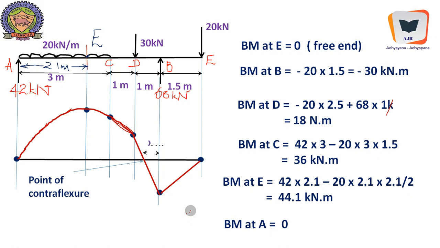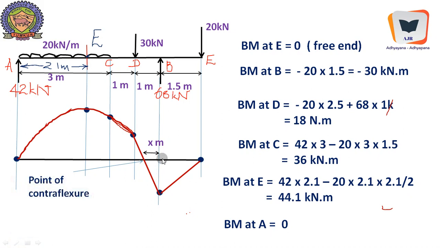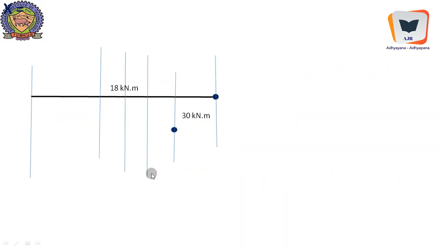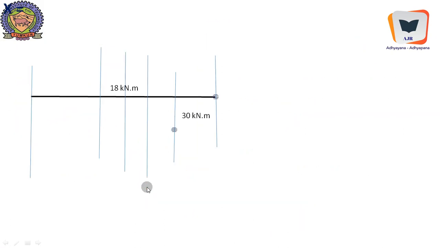Point of contraflexure is to be located again. That can be done by comparing similar triangles. We will consider this distance to be x, and the other distance will be 1 minus x, and we know this ordinate. It is 30 kilonewton meter. This ordinate we know, just below this particular load, it is 30 kilonewton meter, and this is 18 kilonewton meter. Therefore we can compare the similar triangles by assuming this distance to be x, and we will just do this for the sake of clarity.